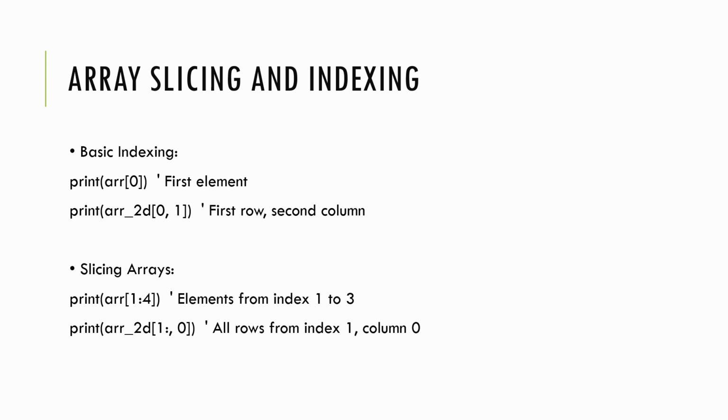Now let's talk about slicing and indexing. This is a way to access and manipulate specific elements in an array. In our first example, we are accessing the first element of the 1D array. Similarly, in a 2D array, we can access specific rows and columns. With slicing, we can extract a portion of an array, such as elements from index 1 to 3. This flexibility makes NumPy arrays easy to work with no matter the dimensions.